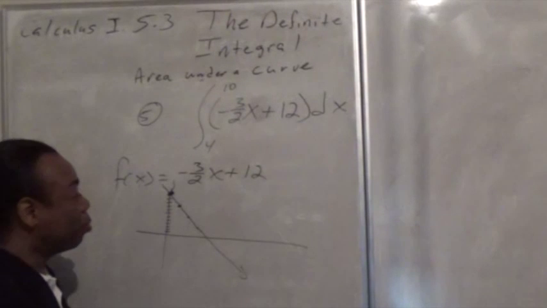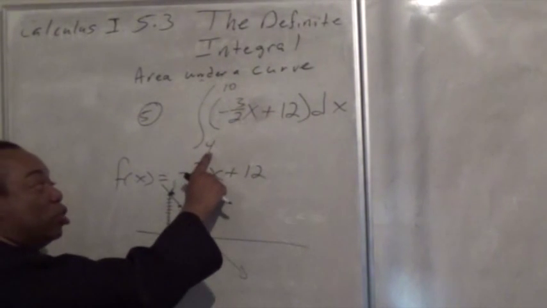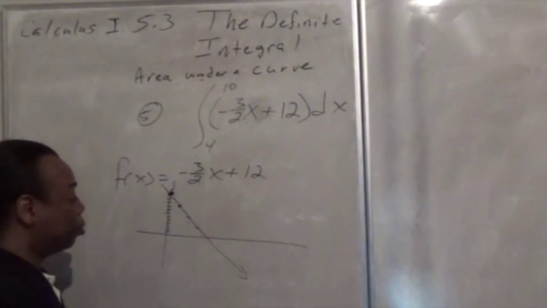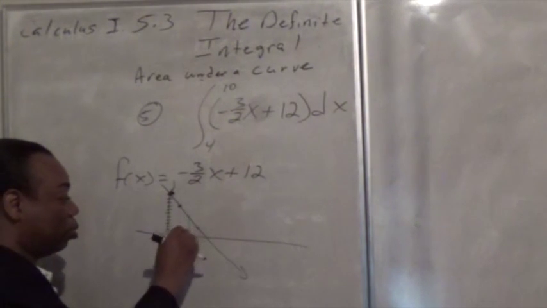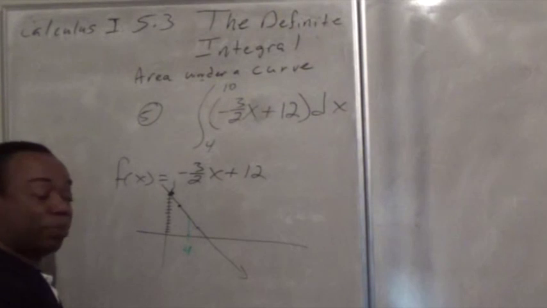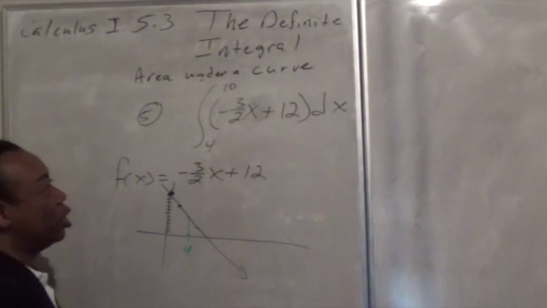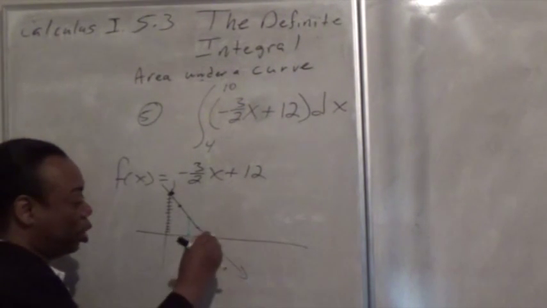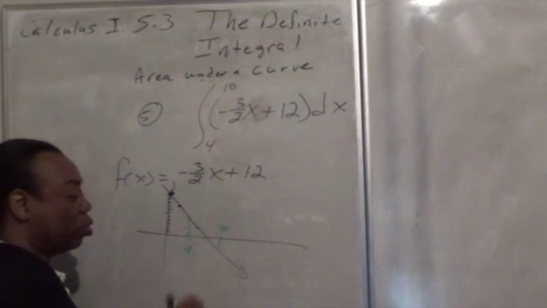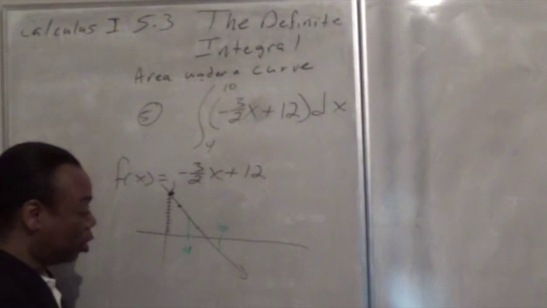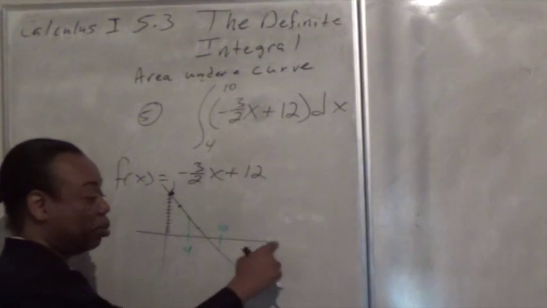Okay, here's my graph. And I want the area starting from x is 4, which is right about here. It creates a triangle here. To x is 10, that's about right here. That'll create a second triangle that is below the x-axis.